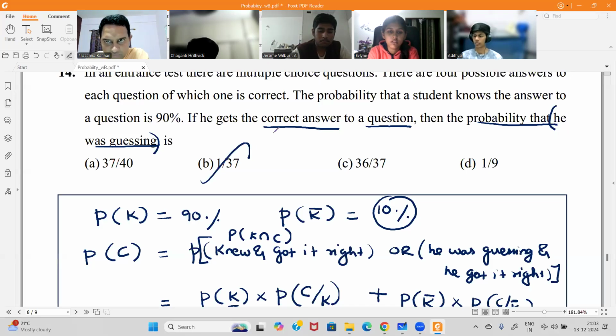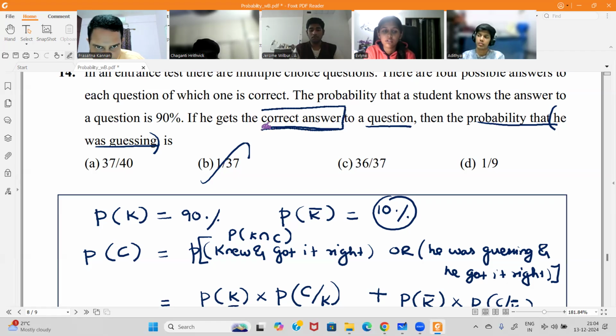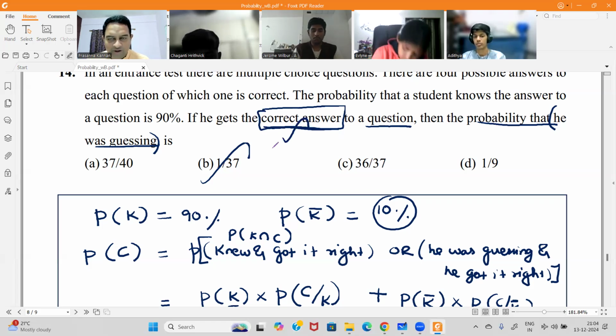Is it clear, Evelyn? Sir, I just have one question. In the start, we calculated the probability of he knew the answer and got it right, or he was guessing and got it right. Why did we do it together? Why did we calculate the total probability of both of them together? Because those are all the possibilities in which he can get it right. It is clearly given that he gets the answer right, correct? So what are all the possible ways in which he can get the answer correct? We have to include them. That's why we are including both the things. He knew the answer and he got it right, or he did not know the answer, he just guessed and got it right. So both we have to include. Is it clear to you, Evelyn, now? Yes, sir.